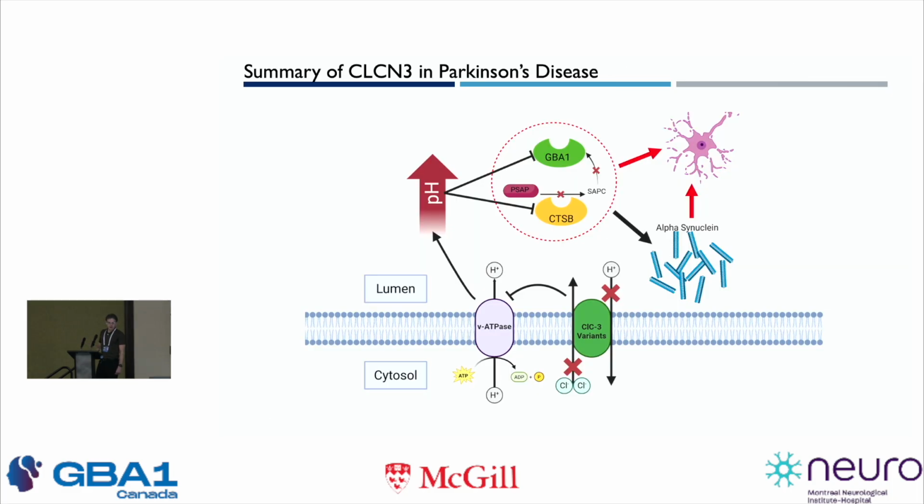So overall, what we think is happening is that CLCN3 in Parkinson's disease has disrupted exchange of protons and chloride. This leads to reduced activity of the V-ATPase and an increased pH in the lumen of the lysosome. And with the suboptimal pH, we see deficits in a number of different enzymes, including cathepsin B and specifically GCase, which together lead to the accumulation of alpha-synuclein and eventually toxic effects that we see in the brains of patients.